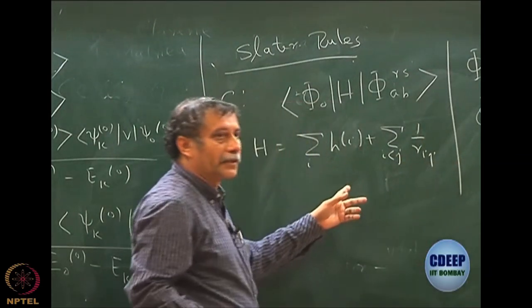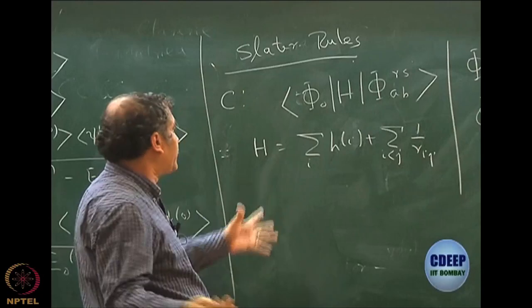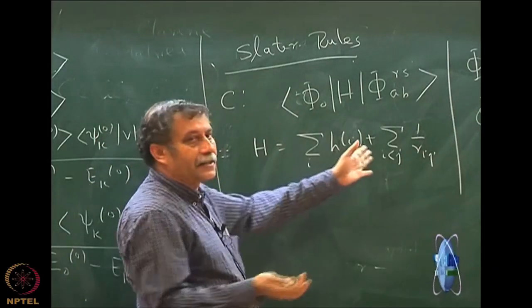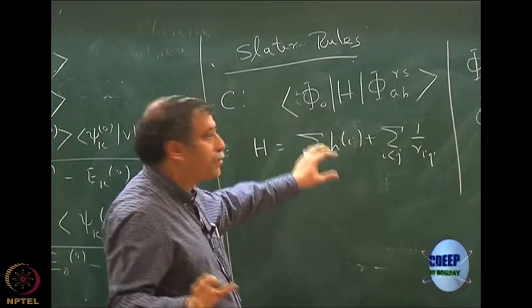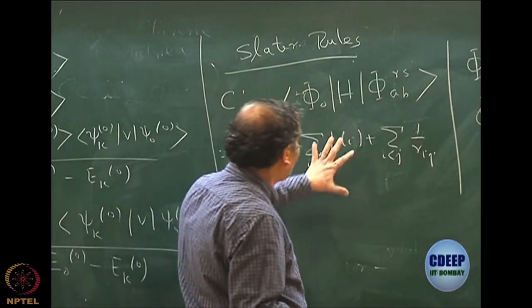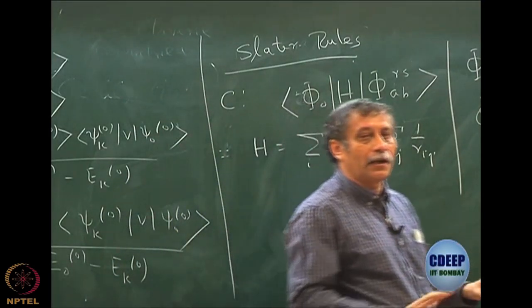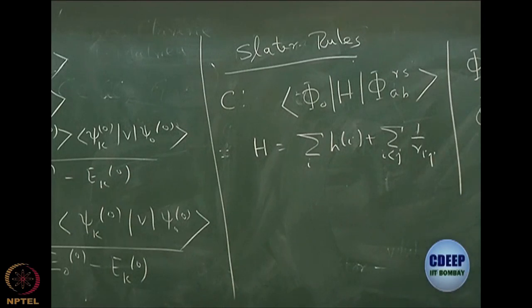So this is not the Fock operator. This is a normal h of i, as we write. So this, of course, you can write in terms of the Fock operator as well. But as long as you understand how to handle the sum of one particle operators and the sum of two particle operators, it's done. Then your sum of one particle and two particle may change.